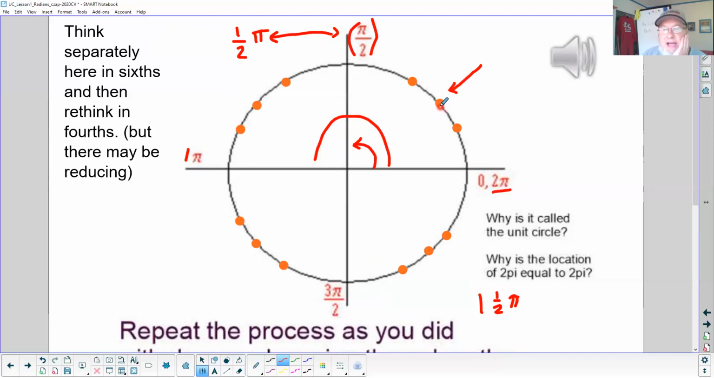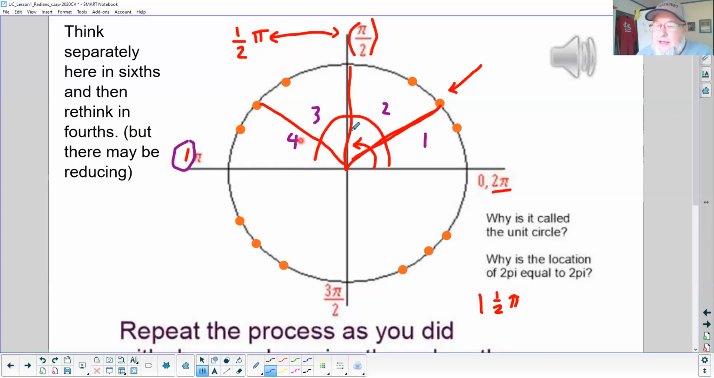Well, here's where those 45s and 90s come into play. Look at this. That's one piece of pi. That's two pieces of pi. I'm doing the middles only. That's three pieces of pi. And this is 4. So I've got 1, 2, 3, and 4. I can fit 4 pieces in 1. Now remember, 1 is a halfway of a turn.